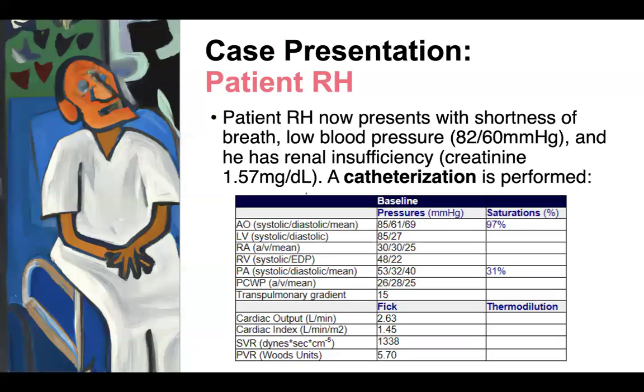So we did this sort of right heart catheterization on patient RH. He's short of breath, he's got low blood pressure, and he has renal insufficiency. His creatinine is 1.57. A cardiac catheterization is performed, which demonstrated the values below. So he's got low blood pressure. His LV diastolic pressure is elevated to 27. His right atrial pressure is 25, very high. His wedge pressure is 25. He's got a cardiac index of 1.45 and his pulmonary vascular resistance is 5.7. This man is sick.